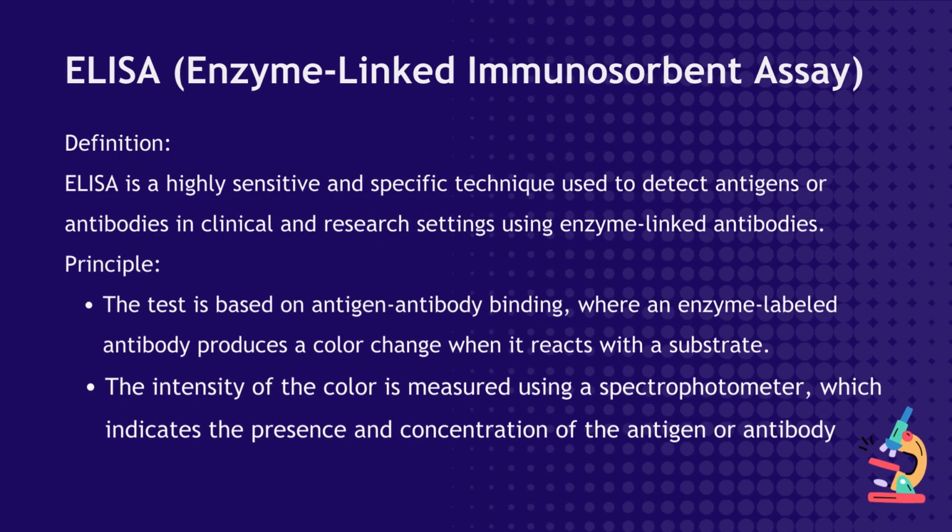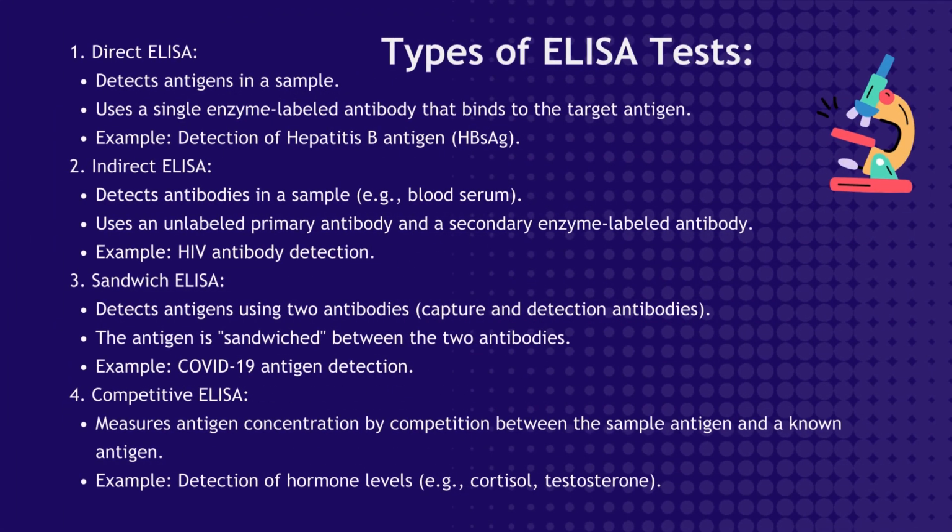ELISA, enzyme-linked immunosorbent assay. Definition: ELISA is a highly sensitive and specific technique used to detect antigens or antibodies in clinical and research settings using enzyme-linked antibodies. Principle: the test is based on antigen-antibody binding, where an enzyme-labeled antibody produces a color change when it reacts with a substrate. The intensity of the color is measured using a spectrophotometer, which indicates the presence and concentration of the antigen or antibody. Types of ELISA tests.